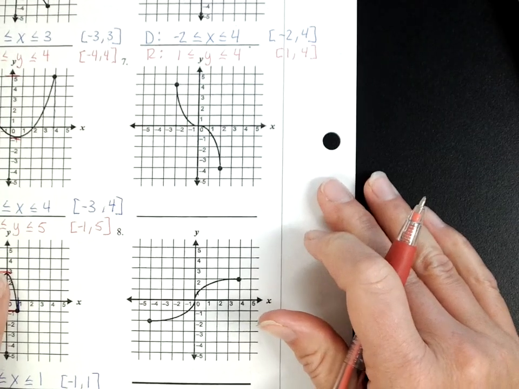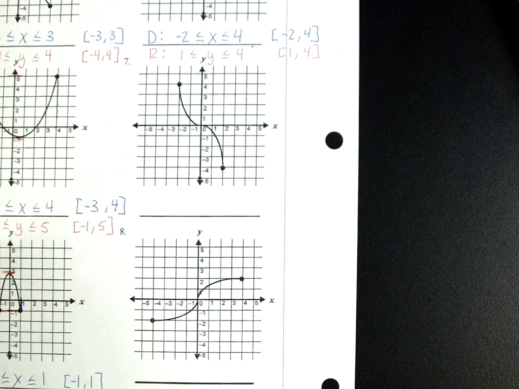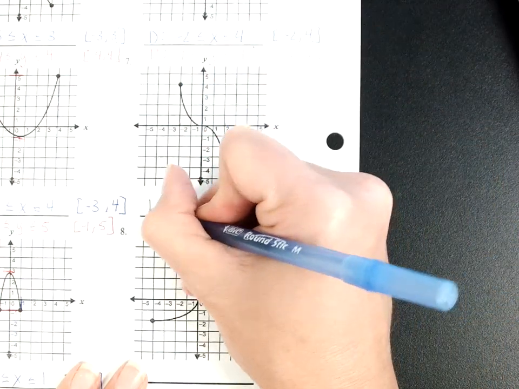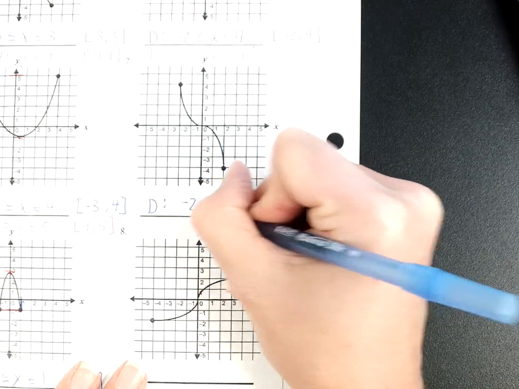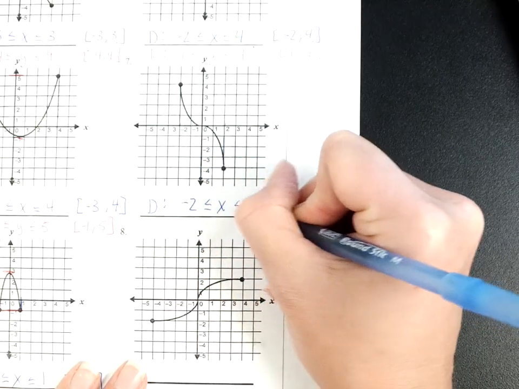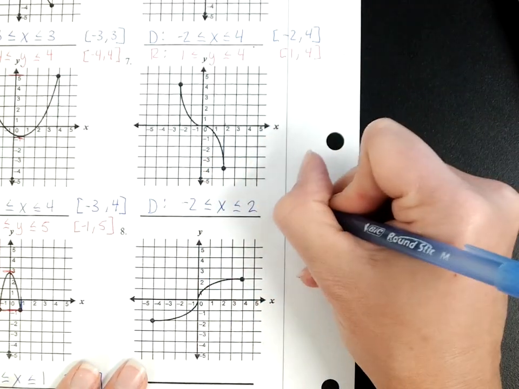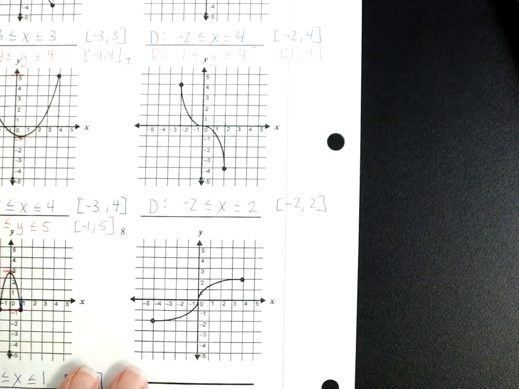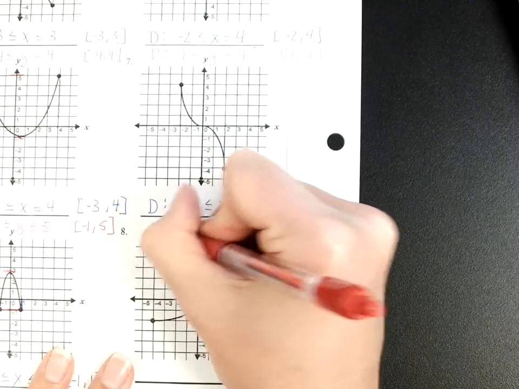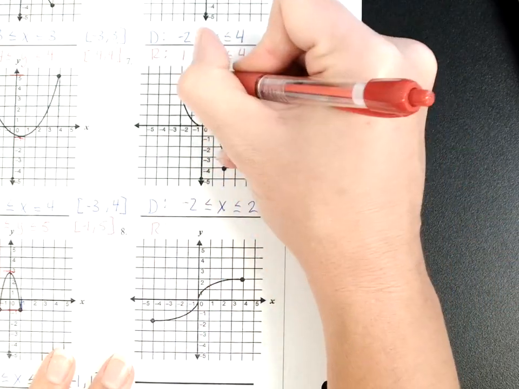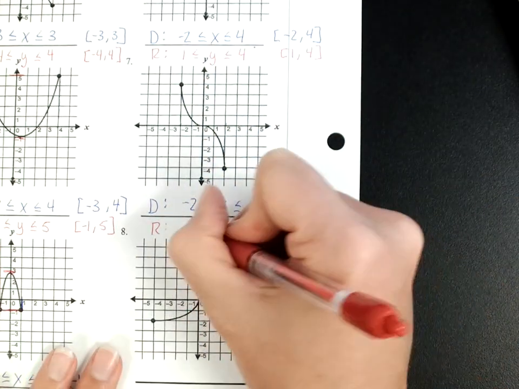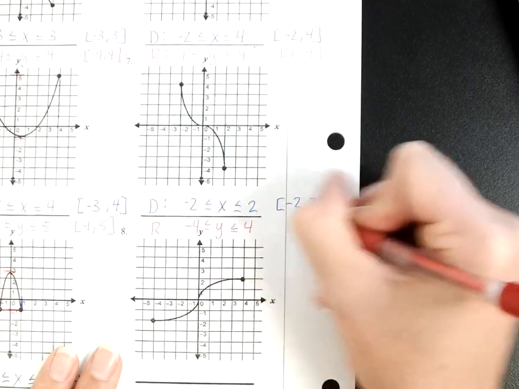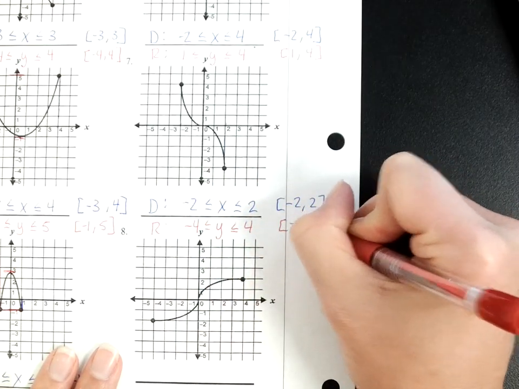2 more. Number 7, domain, left to right. Interval looks like this. Range, bottom to top. Be sure you're giving me the y values. Interval would look like this.